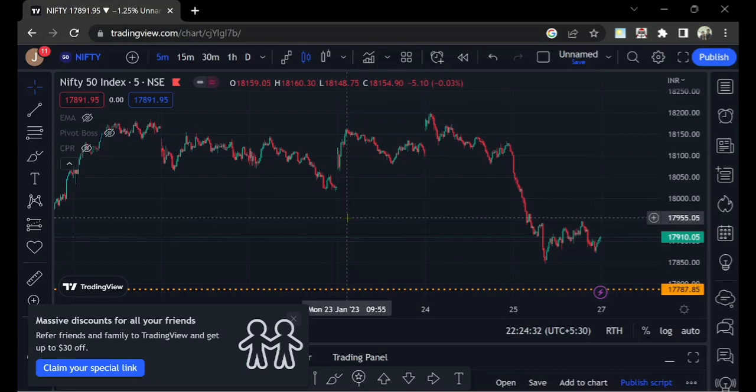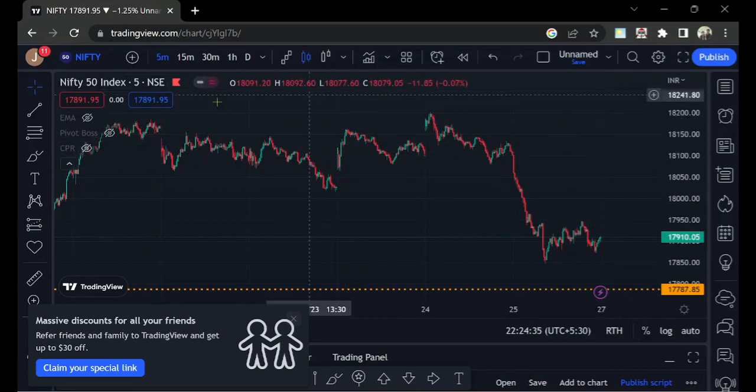I will go to the computer and show a good presentation of how it is working, the different types of CPR. I am not going into the formulas and complications like that. I am just going to show what the different types of CPR are and how we can apply them in our chart. Okay, just coming to the chart.